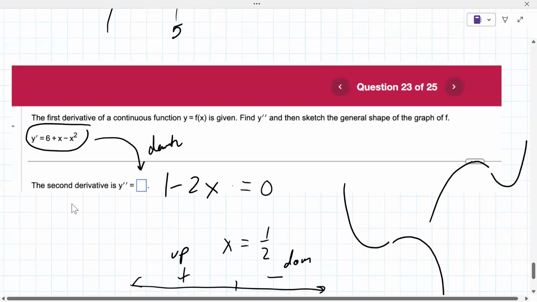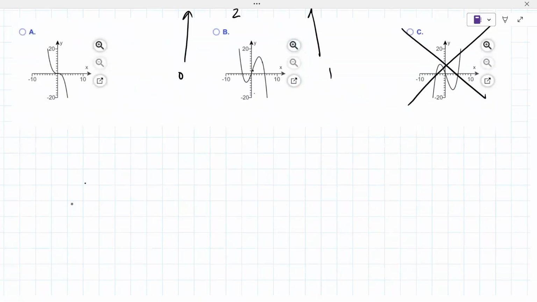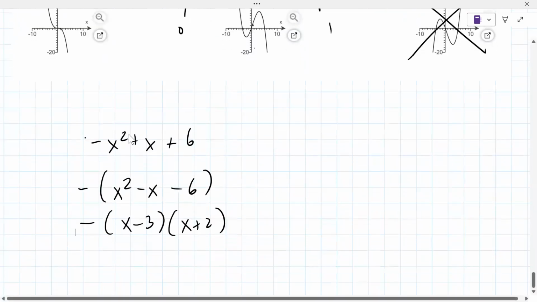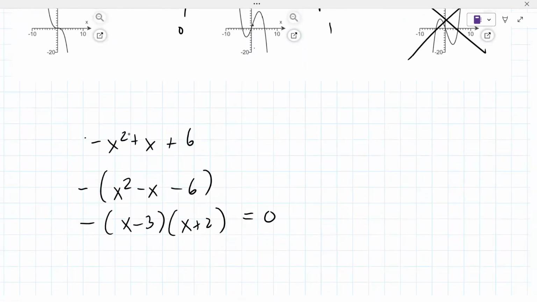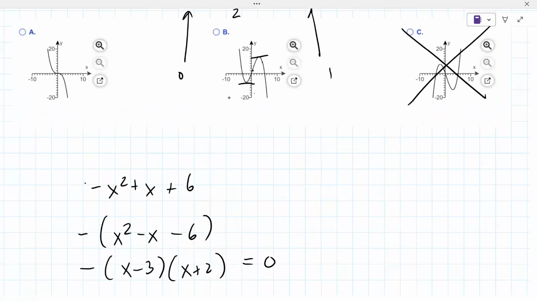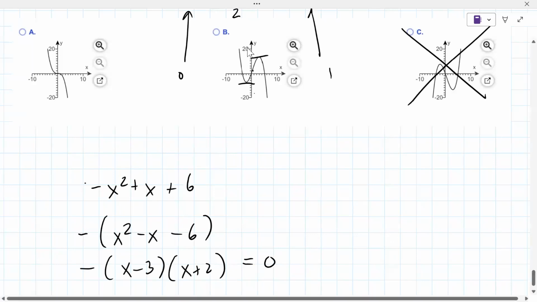To be clear, what that means is minus x squared plus x plus 6. Let's say you factored out a negative. You get x squared minus x minus 6, which is x minus 3 times x plus 2. Setting that equal to 0, x equals 3 and x equals minus 2. Those are the places where the original graph is going to have a horizontal tangent. And you can see how B has 2 of them.